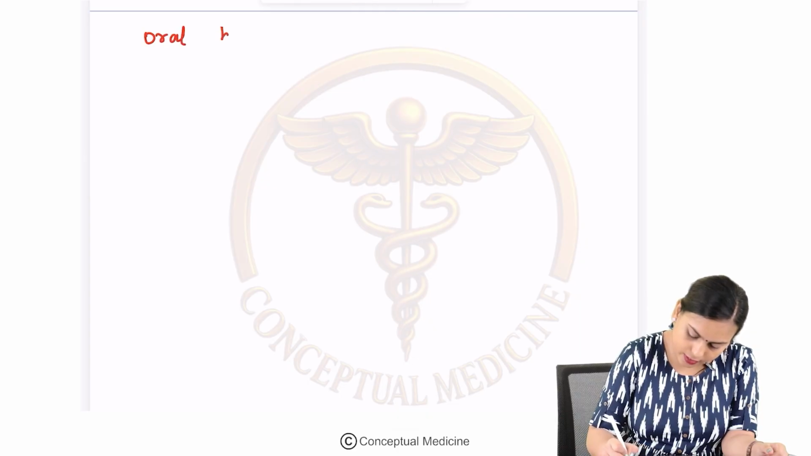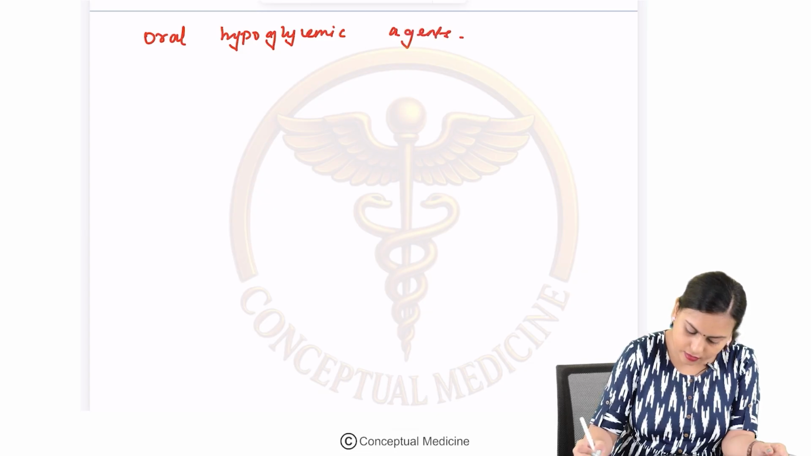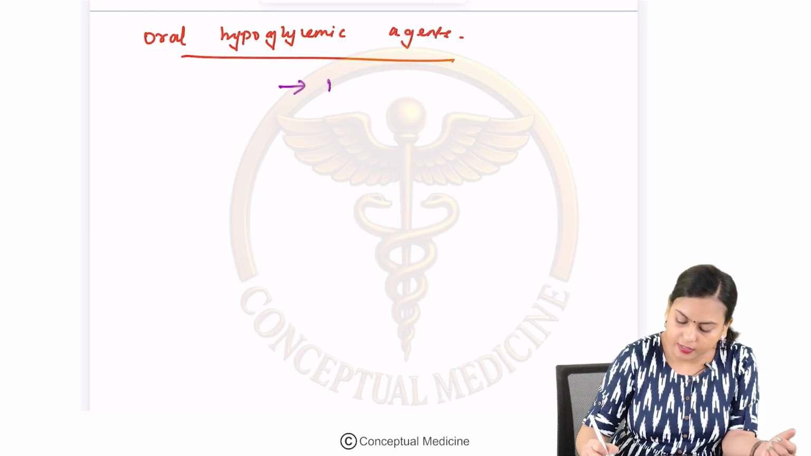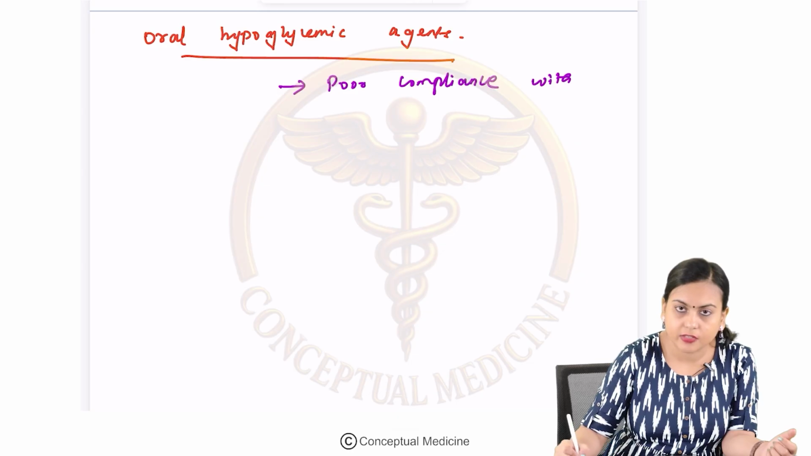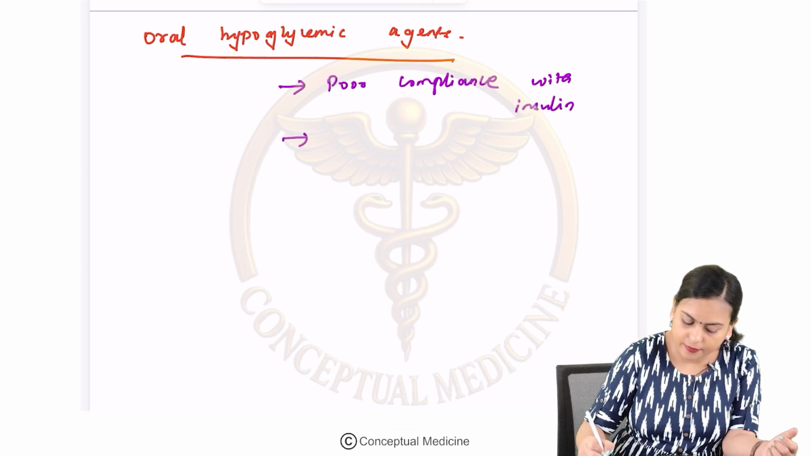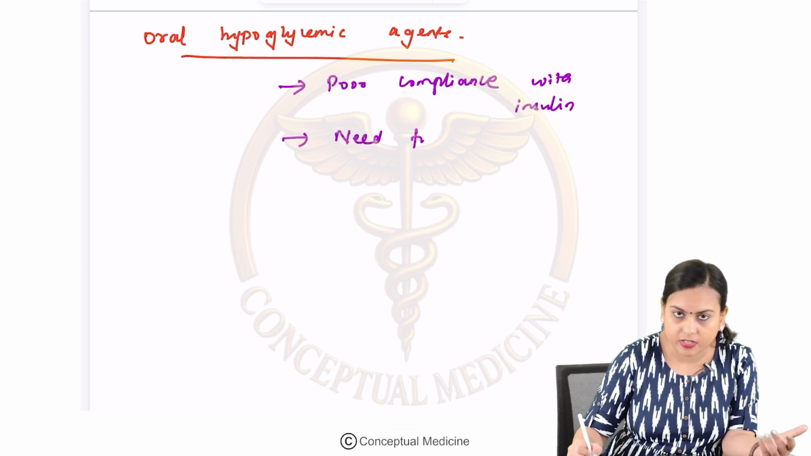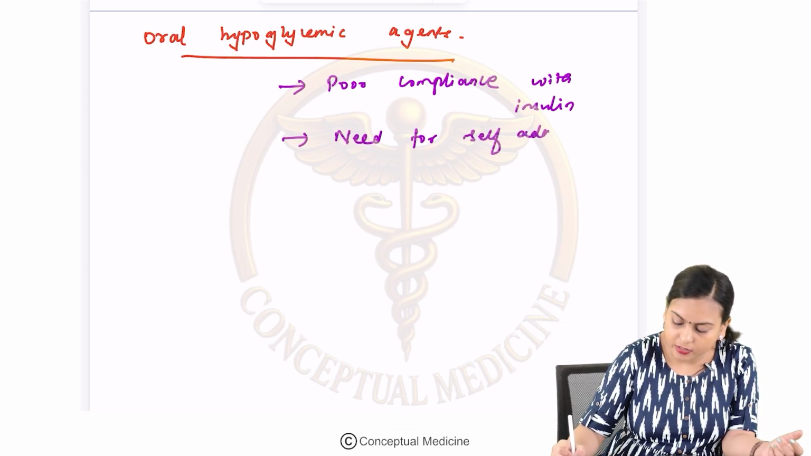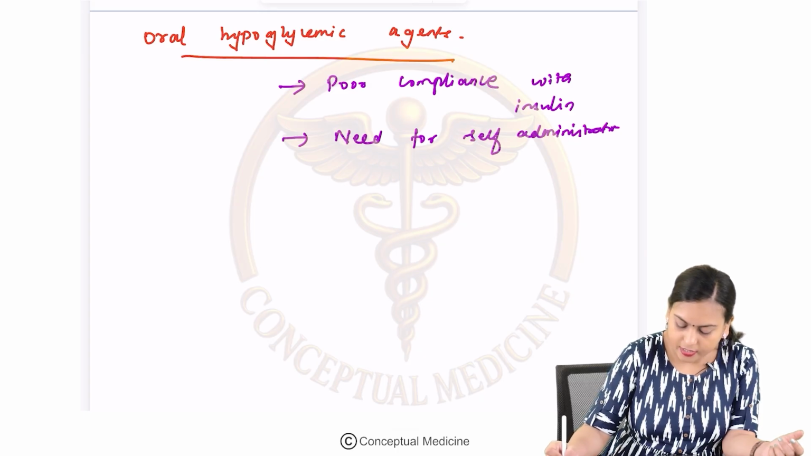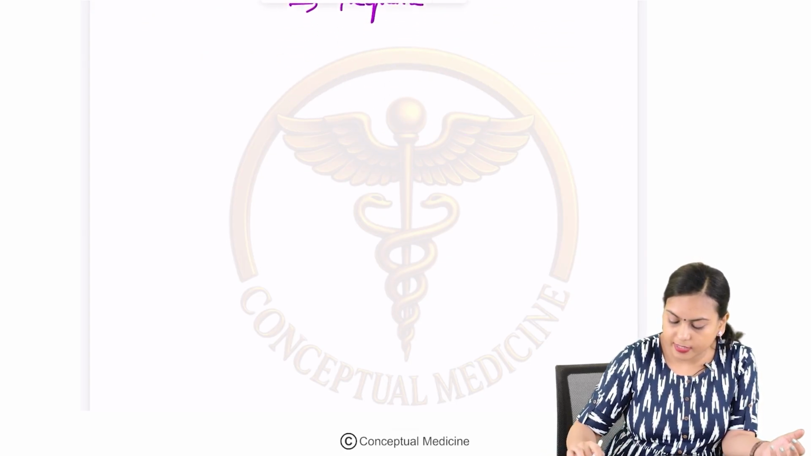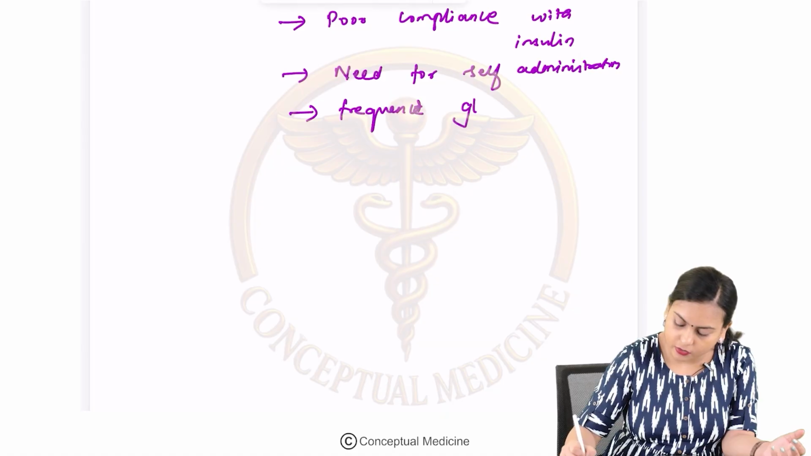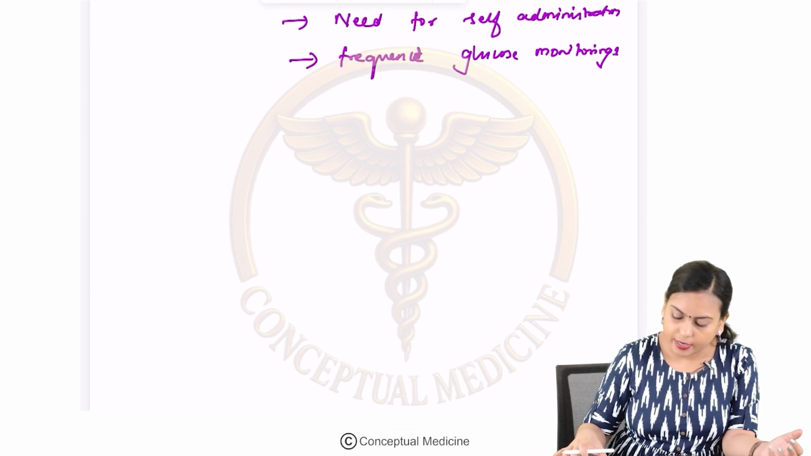So oral hypoglycemic agents are usually used when the patient has poor compliance with insulin because she has to take multiple injections, and there is a need for self-administration of injection, right? If the patient is not comfortable with that, and there is a need for frequent glucose monitoring also, as we have previously discussed, if the patient is not comfortable with any of these things, then we can put her on oral antidiabetic agents.